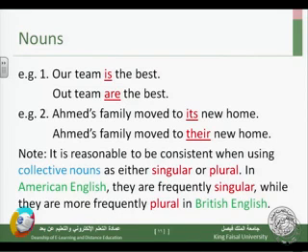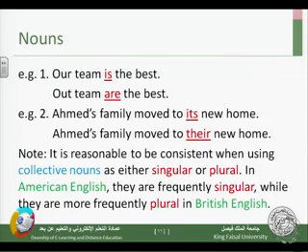So we can say our team is, or our team are. In the second example, Ahmed's family moved to its new home. We can also say Ahmed's family moved to their new home. So the possessive its refers to family as singular, as a unit, and there is a possessive that refers to a family as members of their family, and both are possible. But it is reasonable to be consistent.